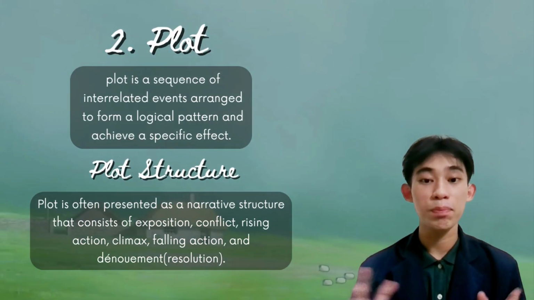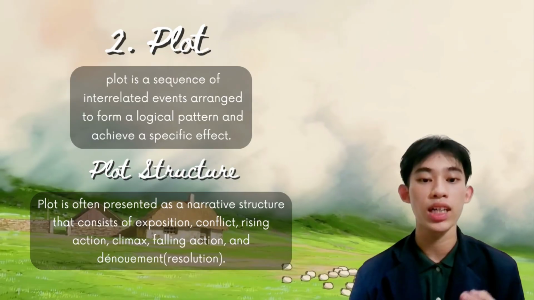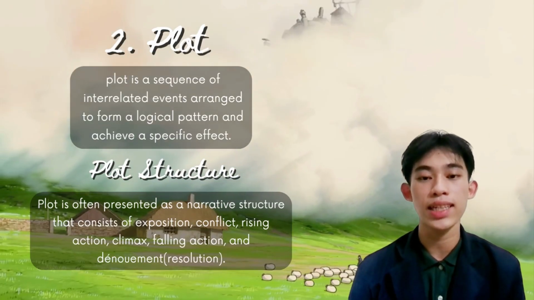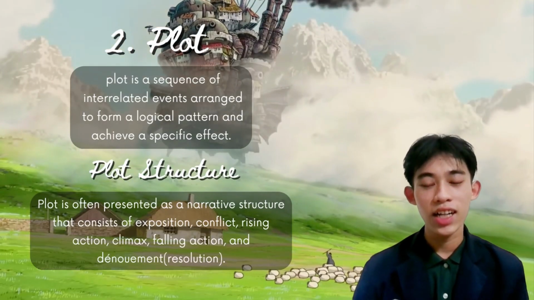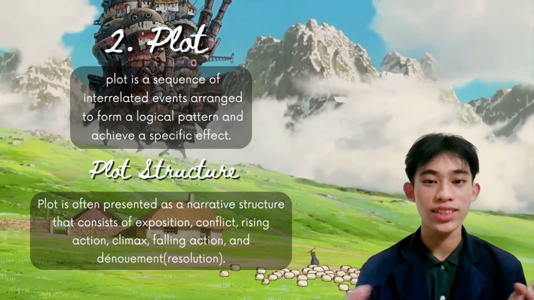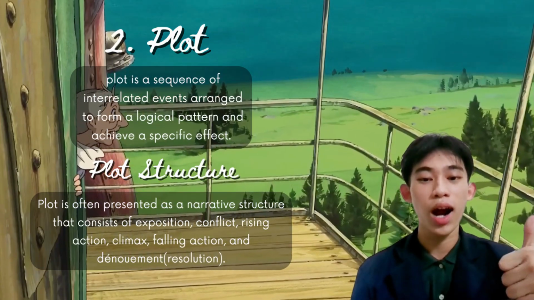Alright, the next element is plot. Plot is a sequence of interrelated events arranged to form a logical pattern and achieve a specific effect. Next, we will talk about plot structure. Do you know how many parts are there in plot? Excellent, there are 6 parts.